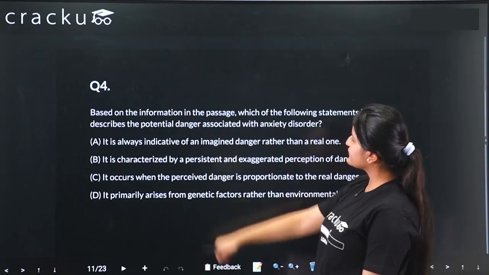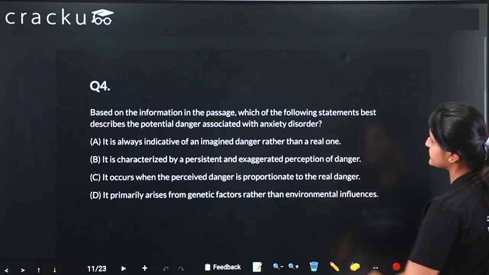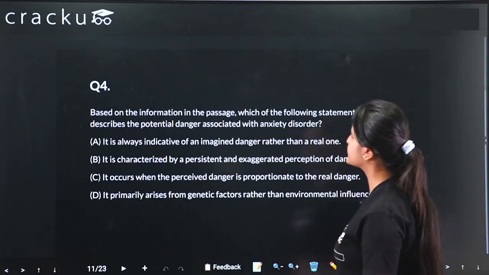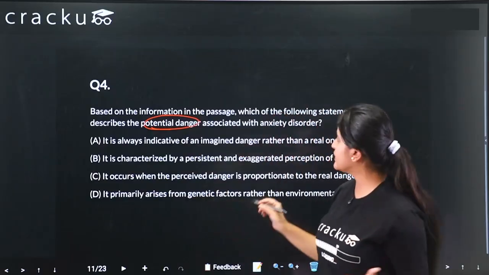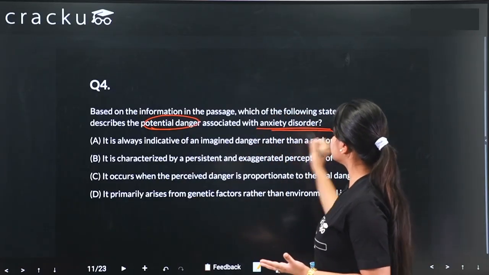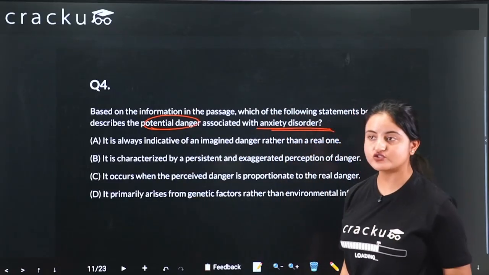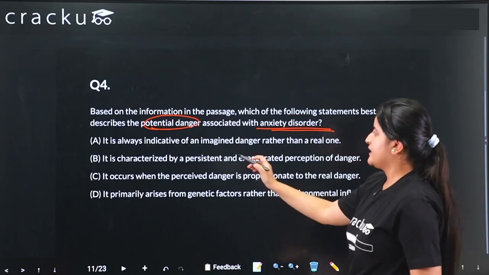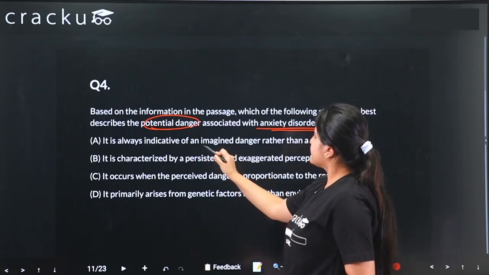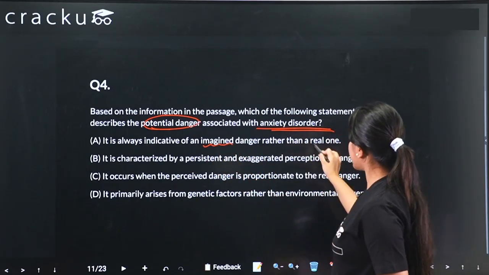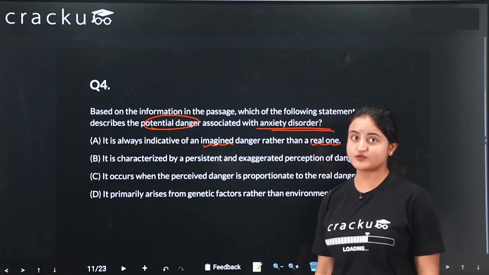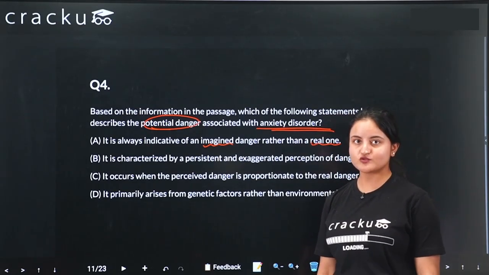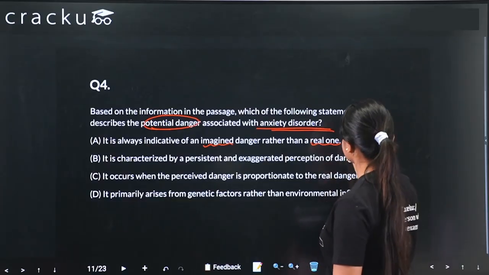Now, based on the information in the passage, which of the following statements best describes the potential danger with anxiety disorder? What is the danger associated with it? It is always indicative of an imagined danger rather than a real one. It is right only, no, this option, but something is wrong. It is a red flag. Why?